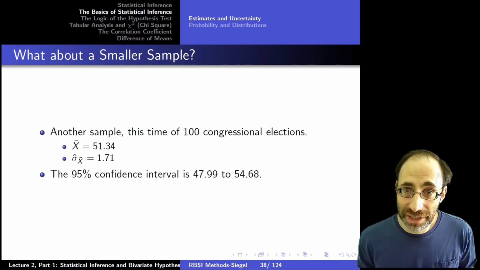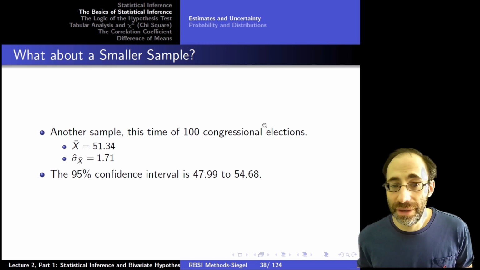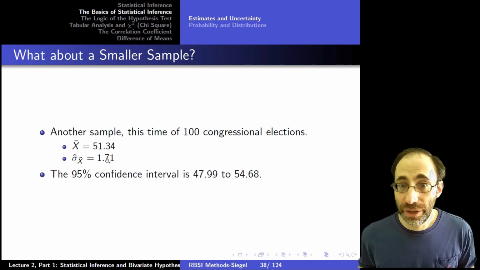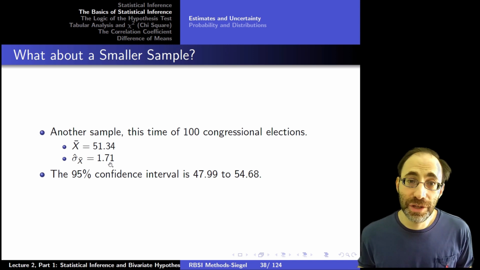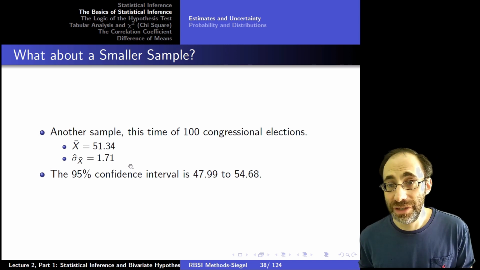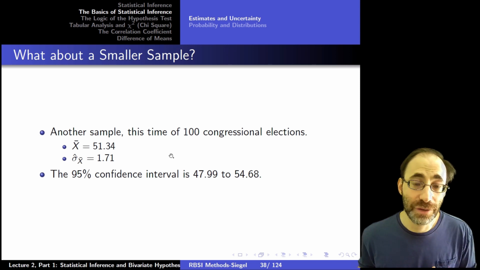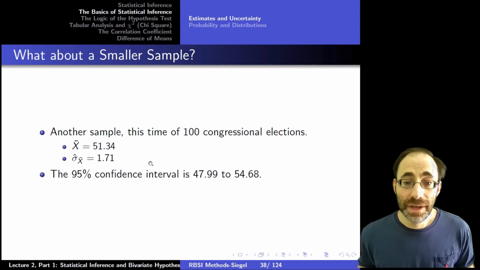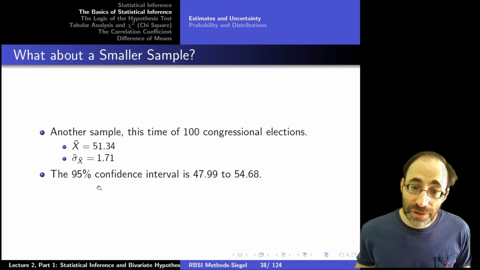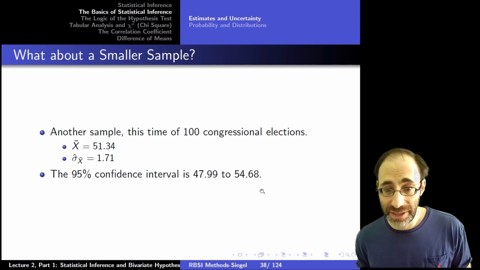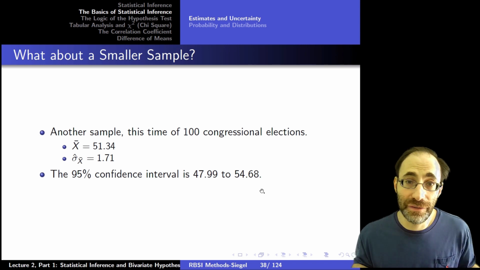What if we did this for a smaller size sample of, say, 100? And we got a different mean and a larger standard error. Well, the standard error is larger because we've cut down the sample size from 1,000 to 100. So the denominator is smaller by a factor of the square root of 10. Now our new confidence interval is 47.99 to 54.68. So it's a much wider confidence interval.